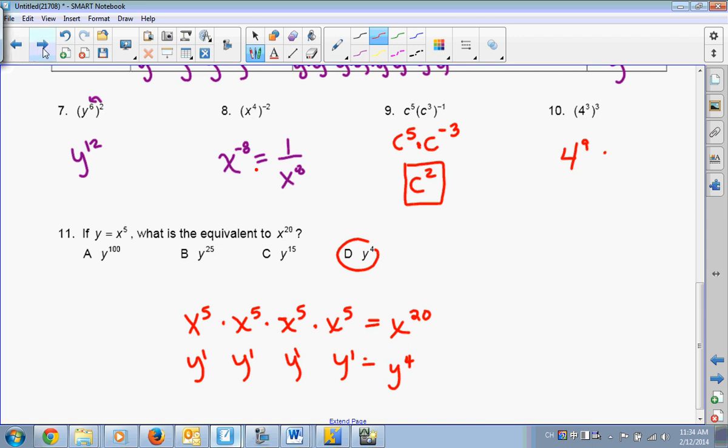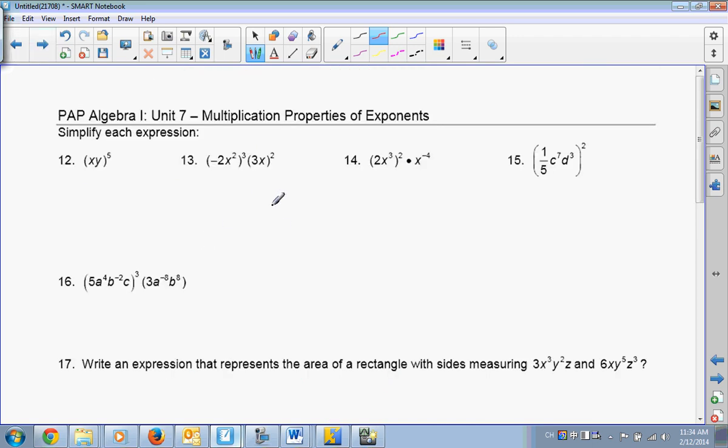Okay, turn it on over. This is our last rule we're learning. So let's go to our foldable one more time and fill that in for our last rule for today.